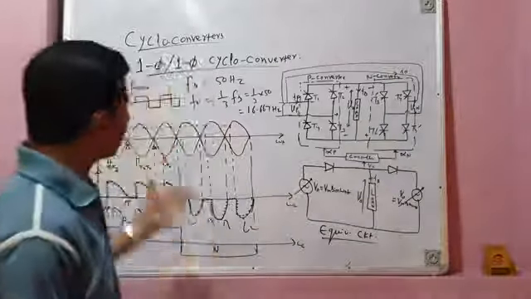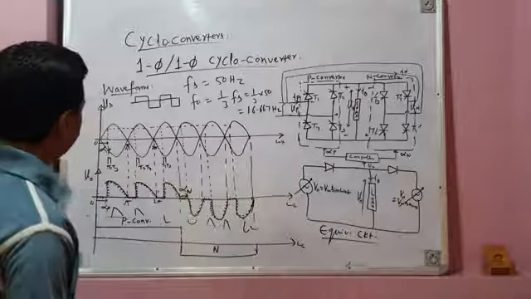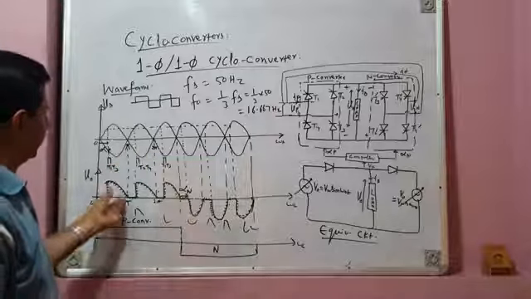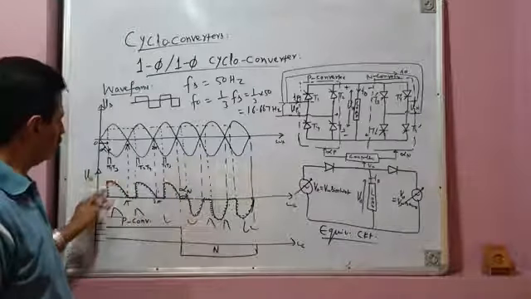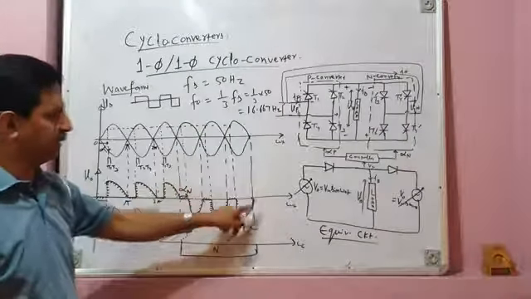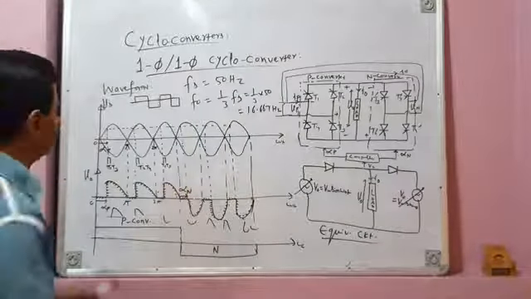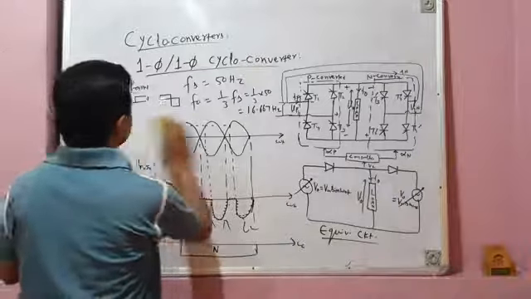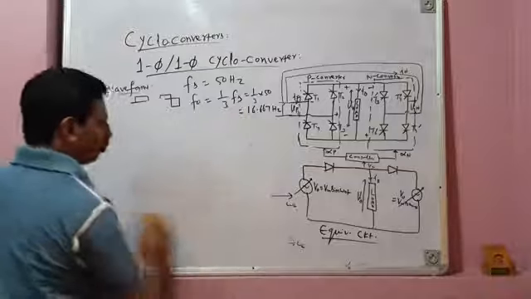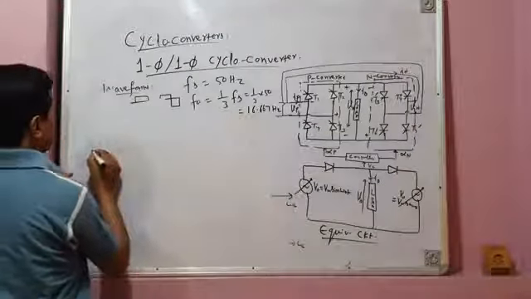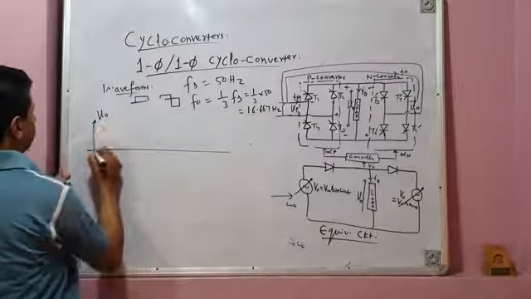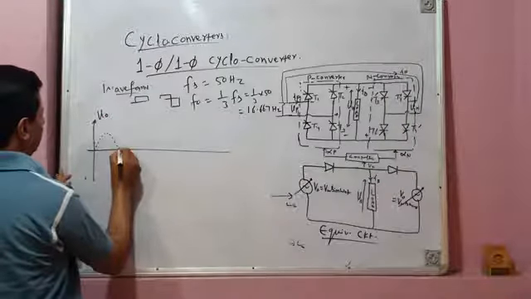So if you want a better harmonic spectrum, you can do the delay angle control in such a way that the average load voltage in the positive half cycle varies sinusoidally, and the average voltage in the negative half cycle also varies sinusoidally. So in that case, you can do something like this. Let me show you the output voltage only, for a large number of cycles for clarity. Output voltage V naught. I'm not showing the input voltage, I will show you the output voltage only.